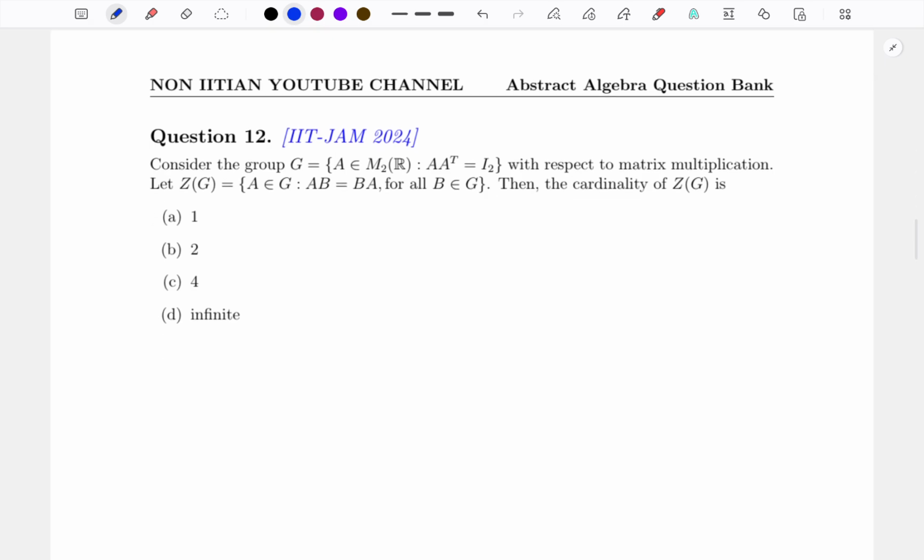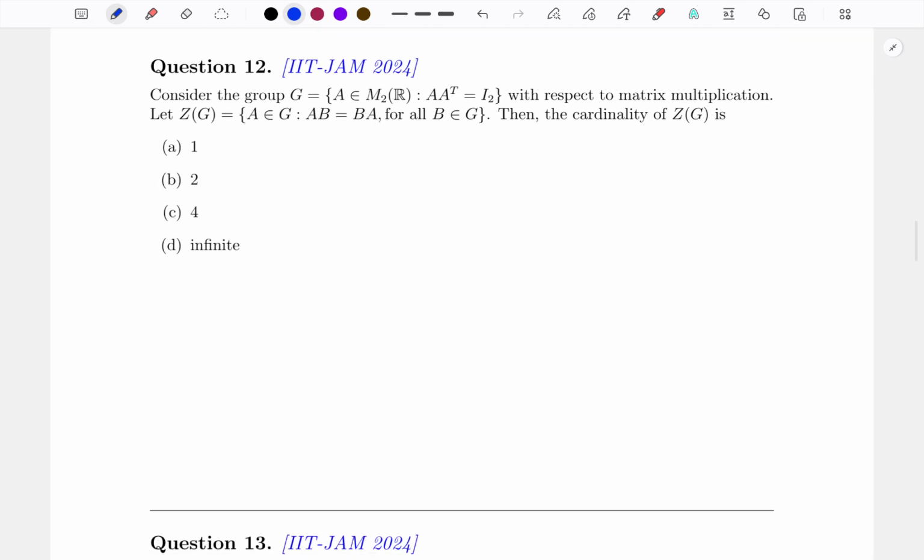Okay, let us move on to the next question. This is an interesting question. What does it say? Consider the group G to be the collection of all 2 cross 2 real matrices A such that A times A transpose is identity. So these are orthogonal matrices. G is what we typically refer to as O2.